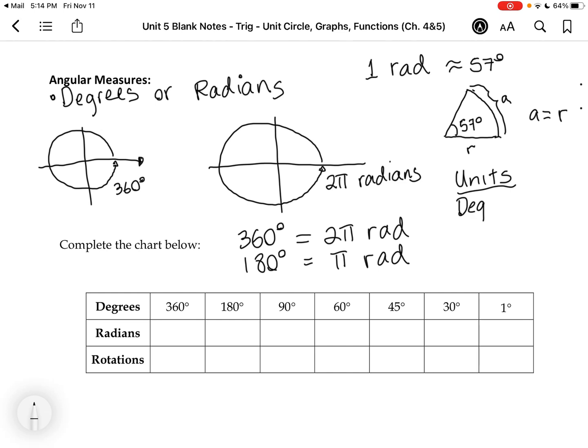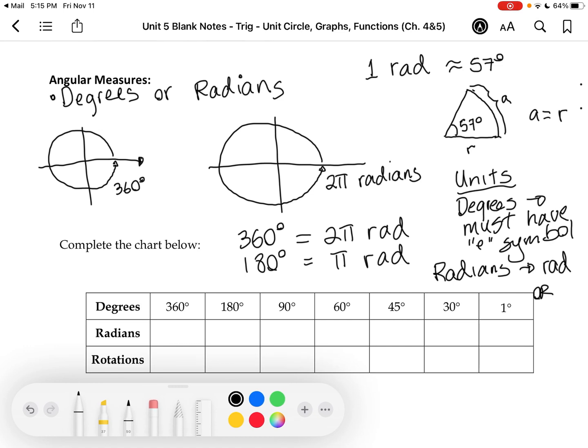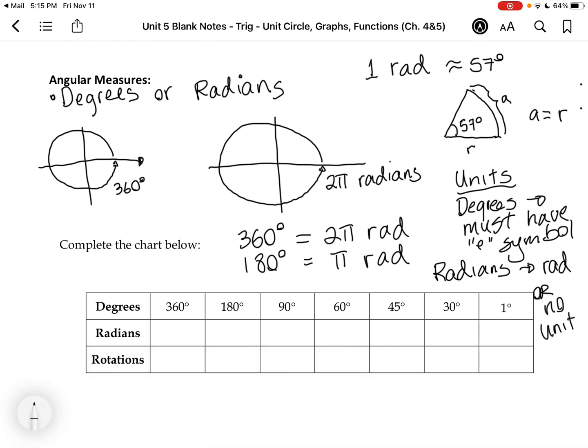For degrees, you must have the little circle symbol. Okay, for radians, you can write RAD, or you don't actually have to put units in at all. So if you see an angle that does not have any units, that angle has been measured in radians.